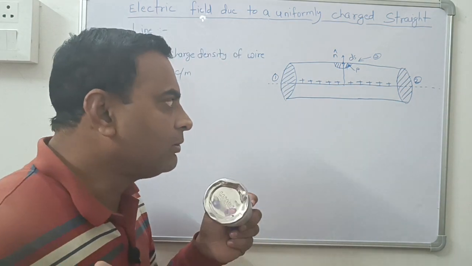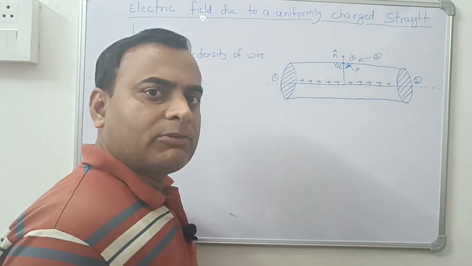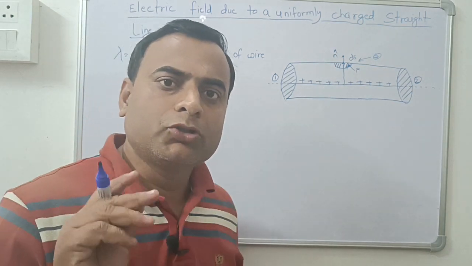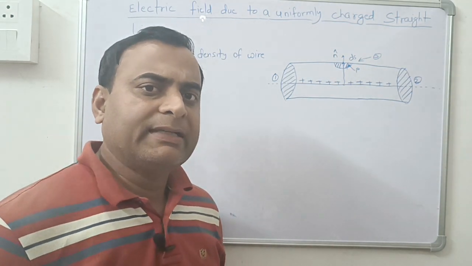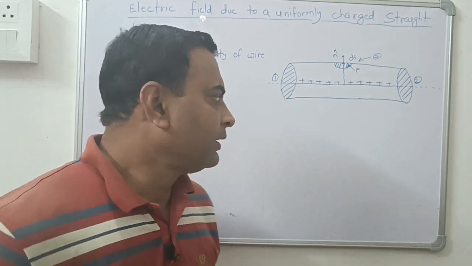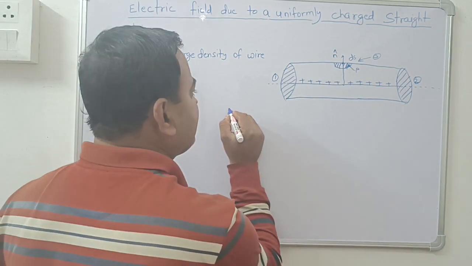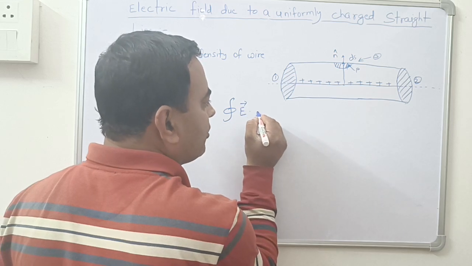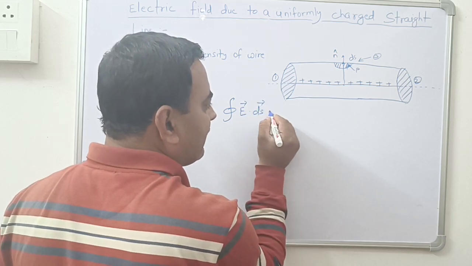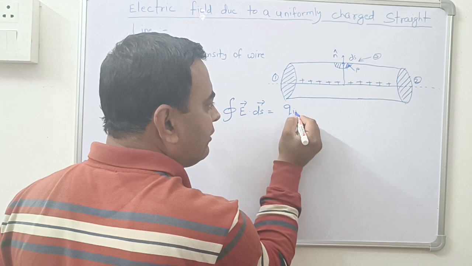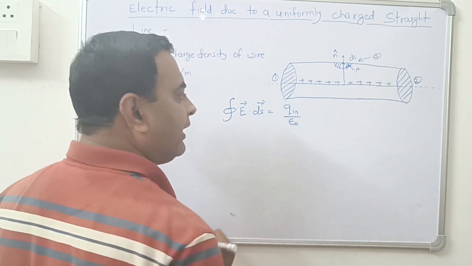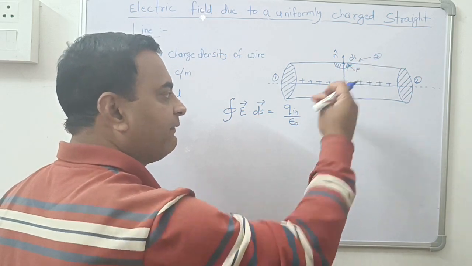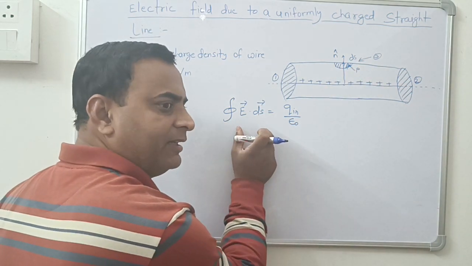Now you have to find out the electric field at point P. So you should know that the Gauss law says that the integration of E dot dS will give you q in upon epsilon naught. The total flux enclosed by this closed surface will give you that electric field.